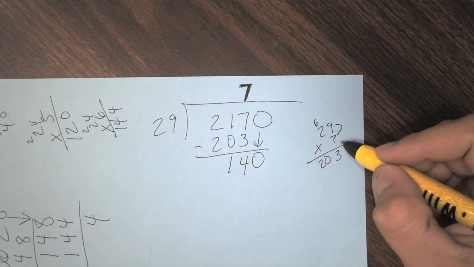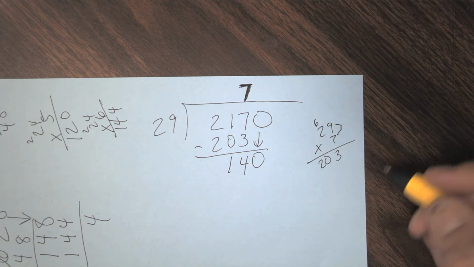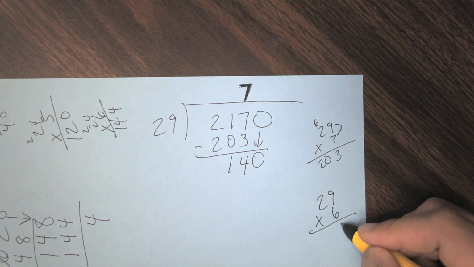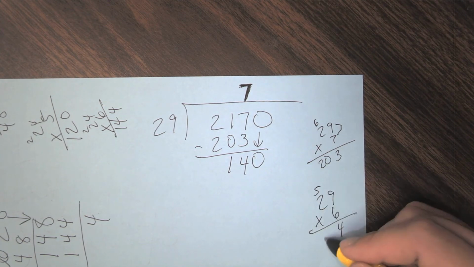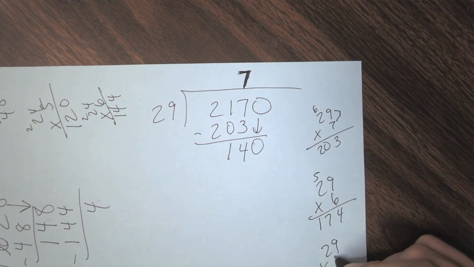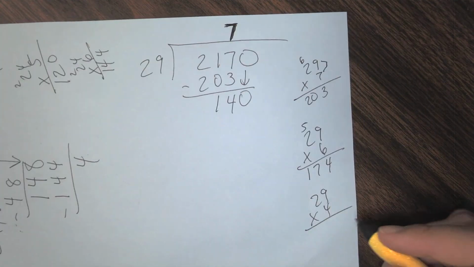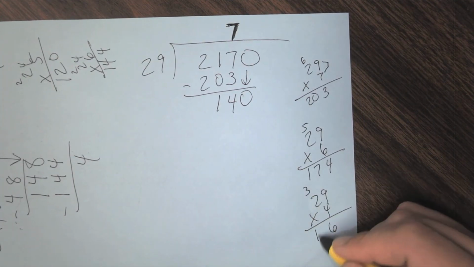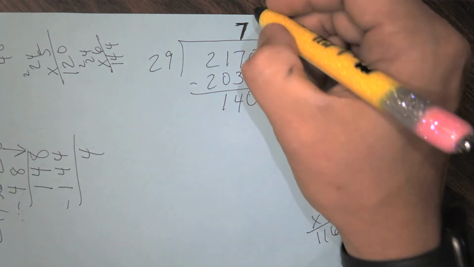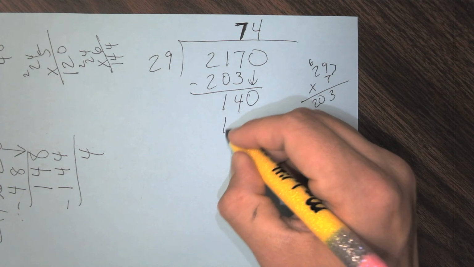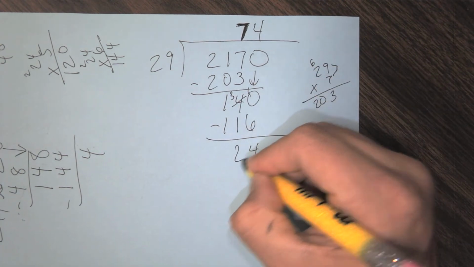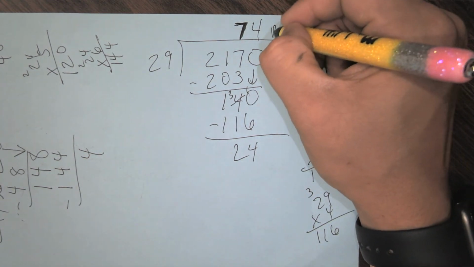It's going to have to be smaller than 7. Let's try 6. So 9 times 6 is 54. 12, 17. Nope. Anybody else? 4. Let's try 4. So 36. 116. Probably the one that's going to have to be. Okay, that's the one. So we put 4. 116. Now we subtract. Okay, so our remainder is 24.